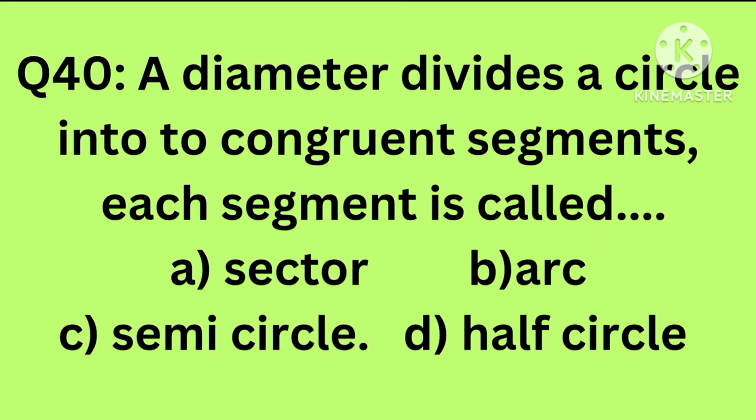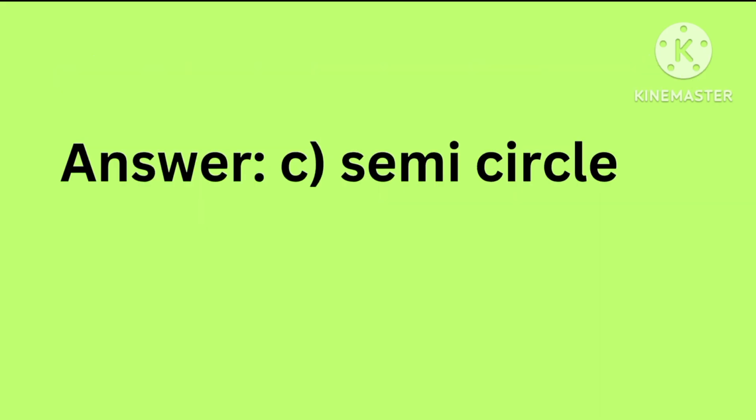Question number 40. A diameter divides a circle into two congruent segments. Each segment is called sector, arc, semicircle, half circle. By the definition of semicircle, if we draw a diameter in a circle, then the circle is divided into two segments. Each segment is called a semicircle.